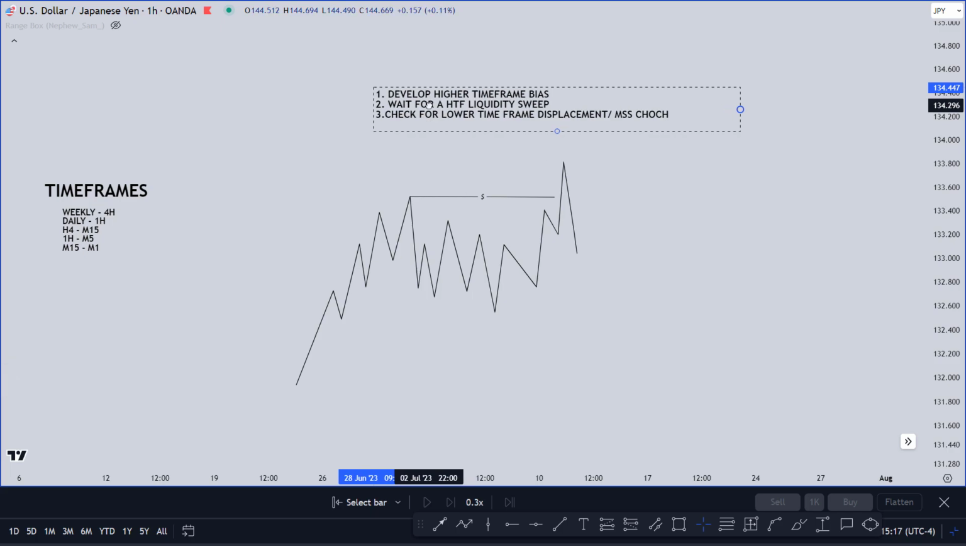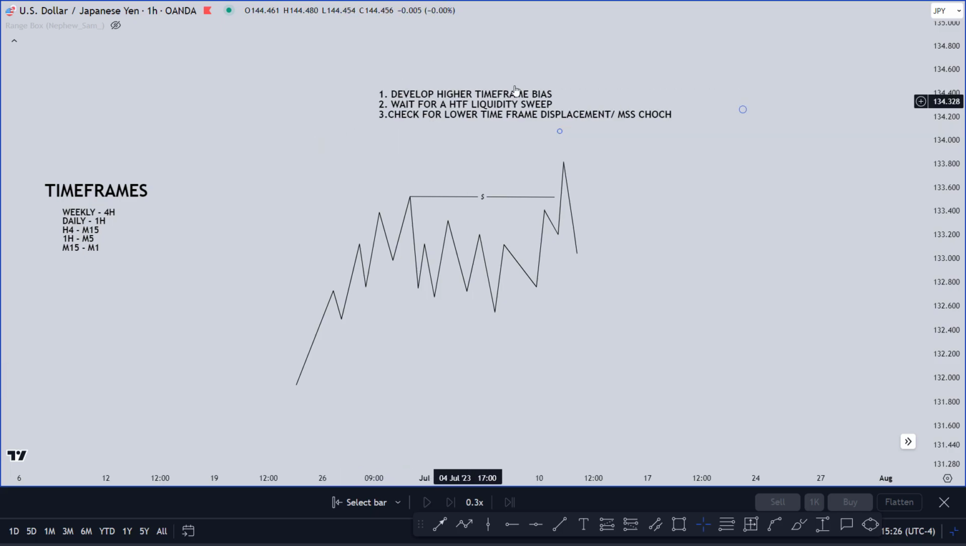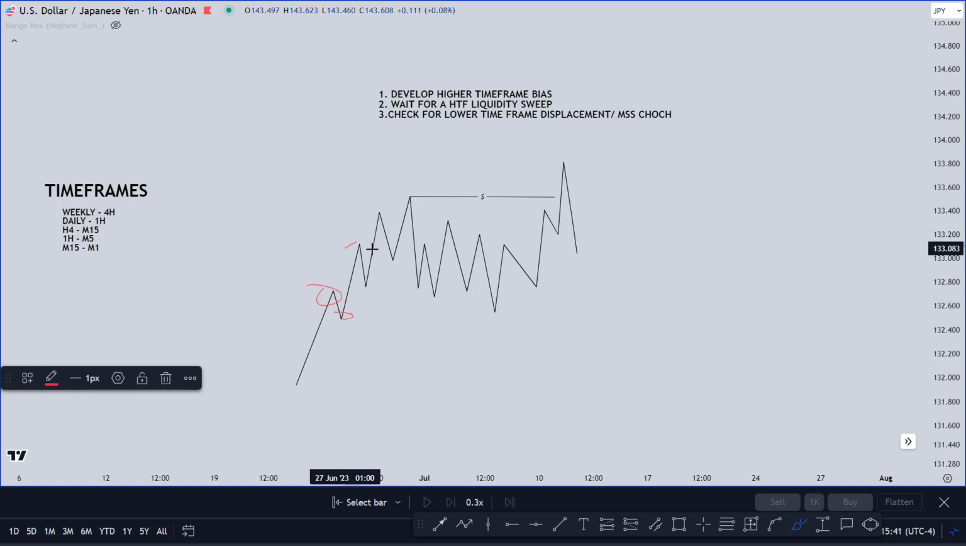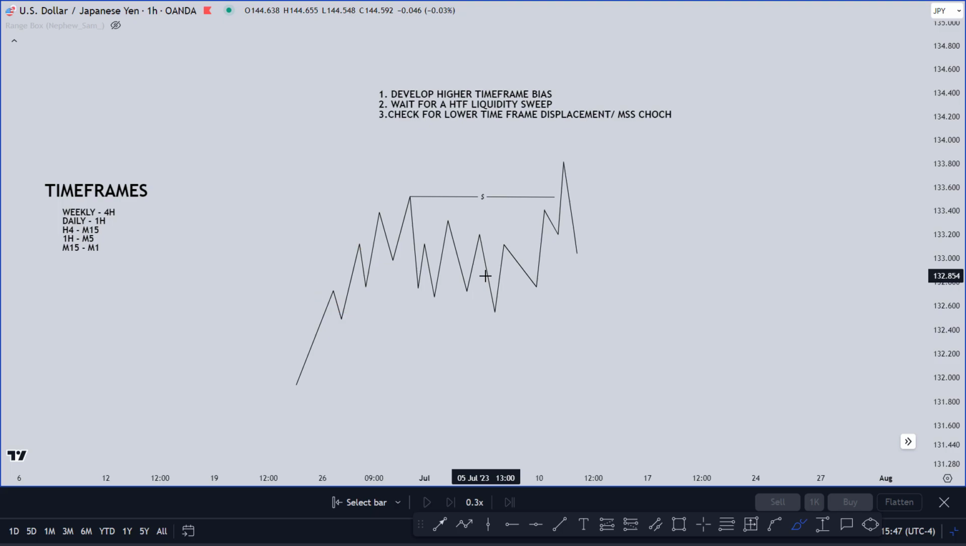Let's go over the steps once again. For number one, we have to develop our higher time frame bias. What is the higher time frame showing us? Price is looking to go up, right? Price is in an uptrend. Price is creating higher highs and higher lows, higher highs and higher lows. So we can only look for price to push higher.